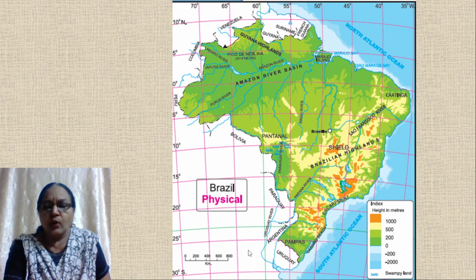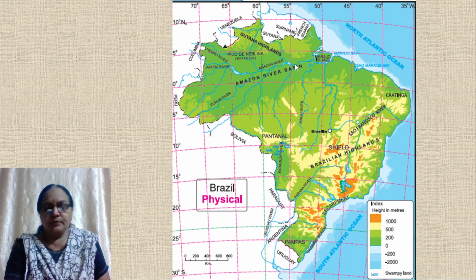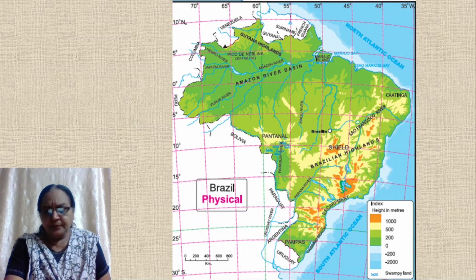Now, here we have the Amazon river. You can find its various tributaries. It flows from the west to the eastern direction, and it opens into the North Atlantic Ocean. Okay, children.